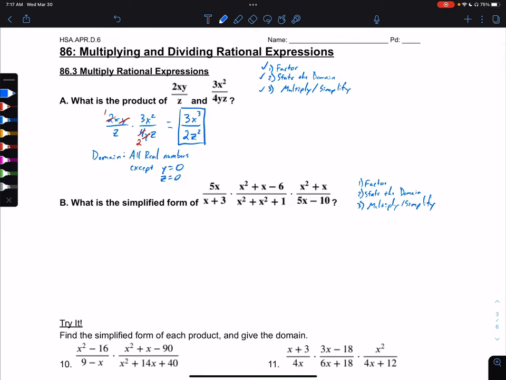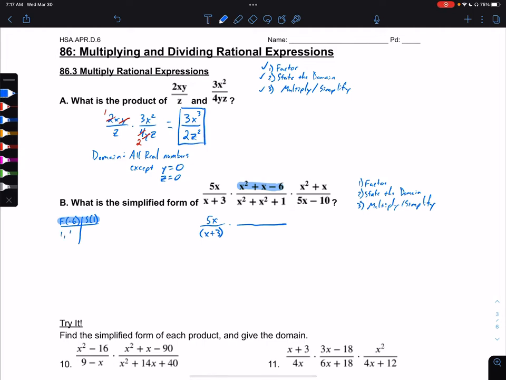All right, so factoring. My numerator, 5x, there's nothing I can do with that. All right, we said before we cannot factor a monomial. My denominator, x plus 3, can't factor that. It's not the difference of squares. There's no GCF. So if it's a binomial, we're looking for GCFs and difference of squares. My numerator in the next expression, x squared plus x minus 6, I'm looking for factors of negative 6 that have a sum of a positive 1.